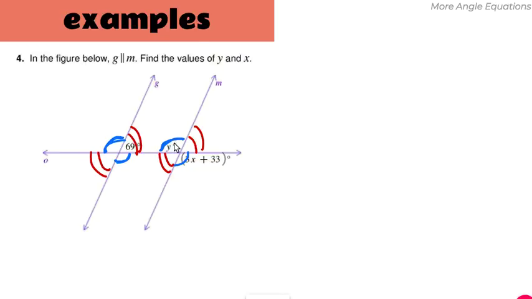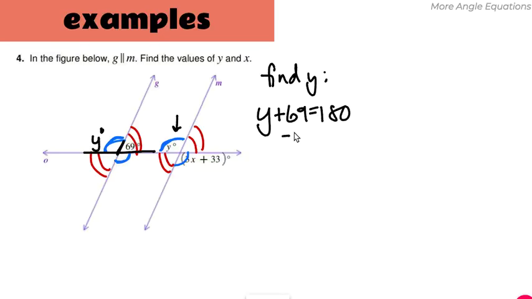All right, so let's find y first. I would start with the variable that is just by itself, okay? So if this angle is y, I know this angle is also y because they're both blue. They're corresponding. So to find y, I know these two angles make a straight line. So y plus 69 equals 180. And we just solve. Y equals 111 degrees.